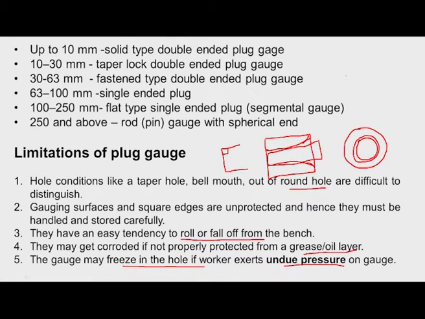So what the operator should do, say we have a hole like this, and then the go side of the plug gauge should be just held here, so that it moves inside without exerting any pressure, due to its own weight it should enter. So that is the practice followed in the industry, and if it is not entering, undue pressure should not be exerted. And if required, before using we may apply some thin oil, so that it easily flows into the hole.